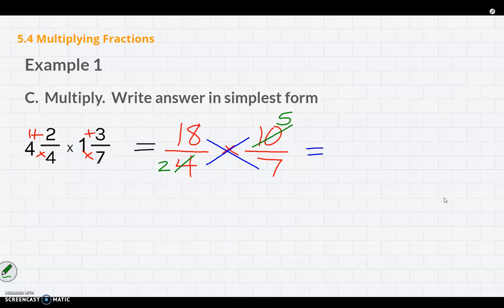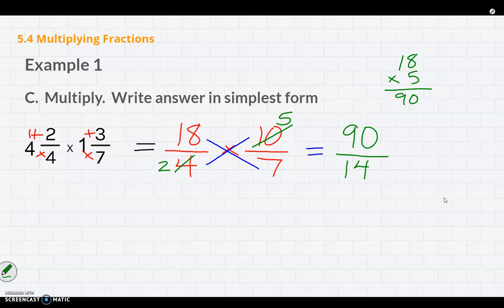So I'm just going to multiply numerators together. 18 times 5 is, and if you did that math, you would find that would be 90. Again, a little scratch work off to the side doesn't hurt to find out. And then 2 times 7 is 14. So I have 90 over 14.